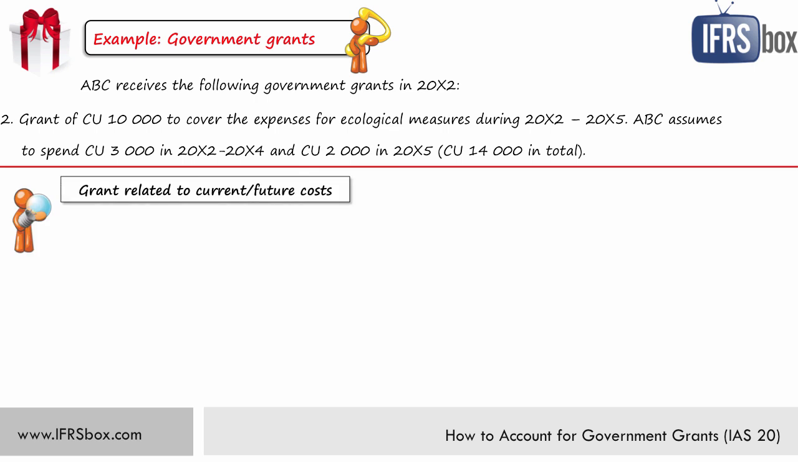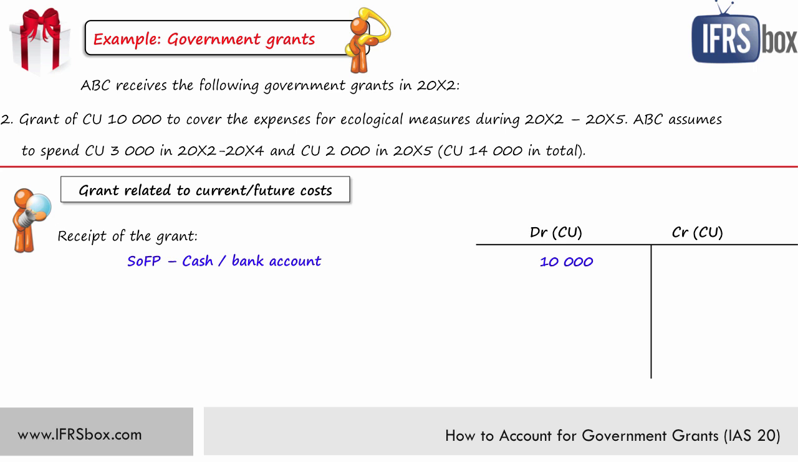The receipt of the grant is recognized as debit cash or bank account, 10,000 currency units, and credit deferred income with the same amount. Then we need to match the income from the grant with the expenses that the grant covers. So how do we do it? Well, IAS 20 doesn't say anything about the precise allocation of grant income, whether you should do it proportionally or on a straight line basis or how else. So in this example, let's take the proportionate approach, which is acceptable.